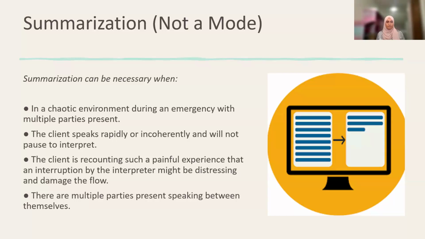This alerts all parties so that they will at least be able to understand briefly what's going on, although it's not very accurate. But when things settle back to normal, the interpreter will resume the consecutive mode, which is the preferred mode of interpretation, and it's the most accurate way to convey the message or the communication.